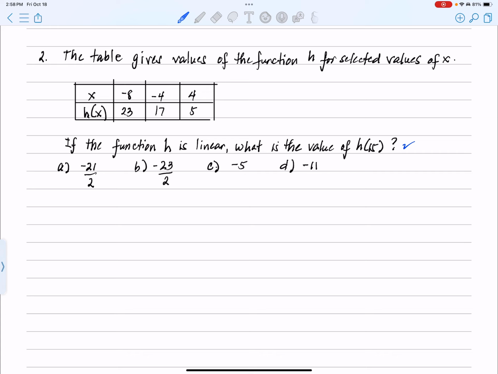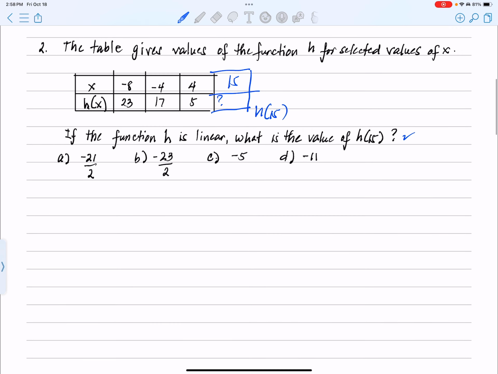Okay, h of 15. That means the x value here, we could put the x value here as 15. What is the value of the function h of 15? That's the question. What is the value here? All right. You have your choices. So let's do this. What can we do first? All right. We'll try to get the slope between these 2 points right here.